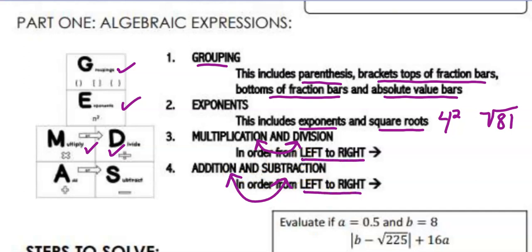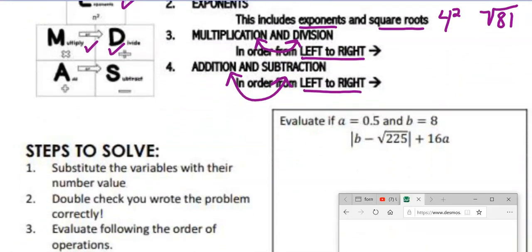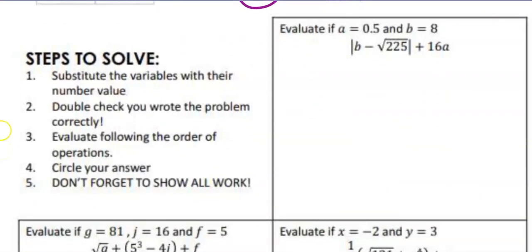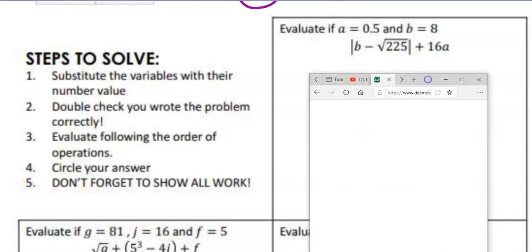All right, so let's go ahead and get started. So when we have an expression, we have the steps that are listed here. You're going to substitute the variables with their number value, double check you wrote the number correctly, evaluate following the order of operations, circle your answer, and then don't forget to show all of your work. So for these type of problems, if you look at the one on the right, what we can do, we've been doing in class, is using Desmos.